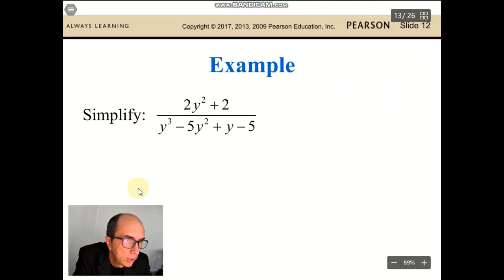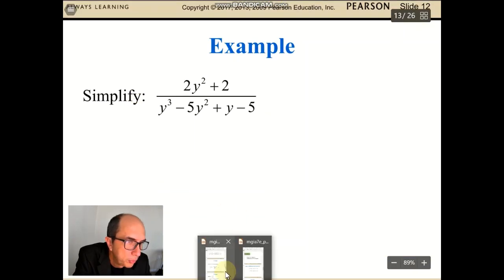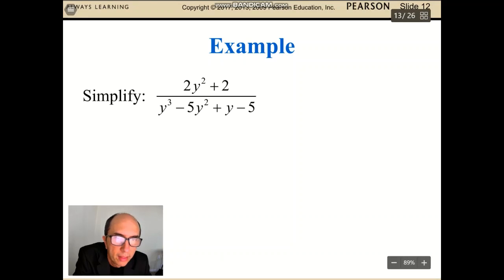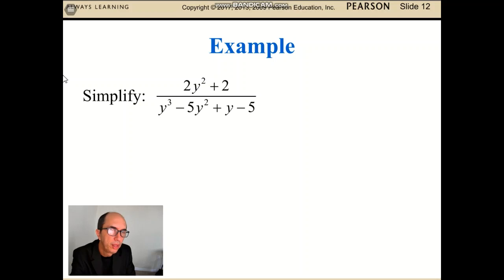Moving on to one more example. Now we have 2y squared plus 2 over y cubed minus 5y squared plus y minus 5. We can see that we have a common number that we can factor out in the numerator, number 2, times y squared plus 1.